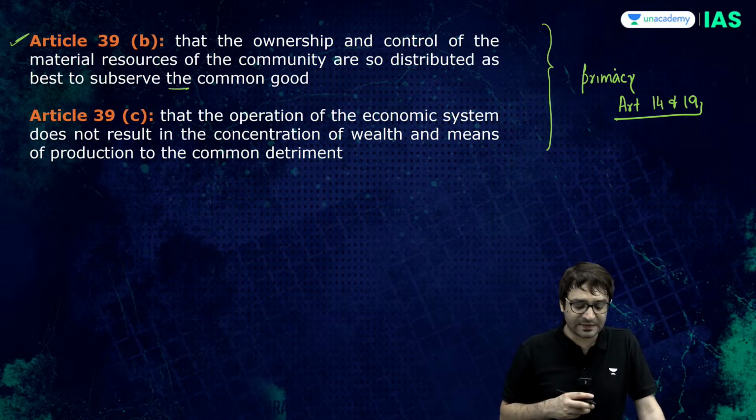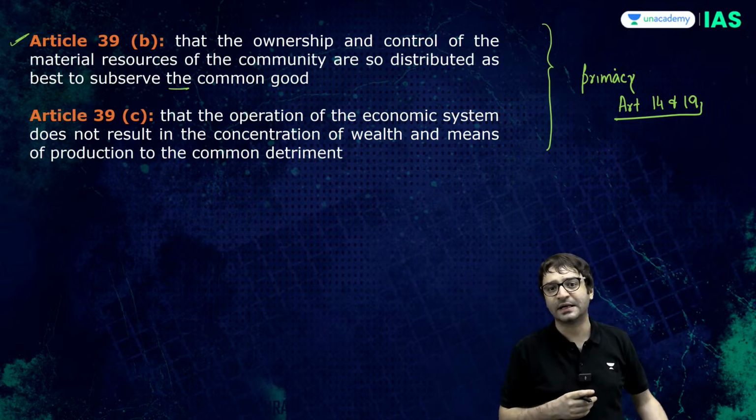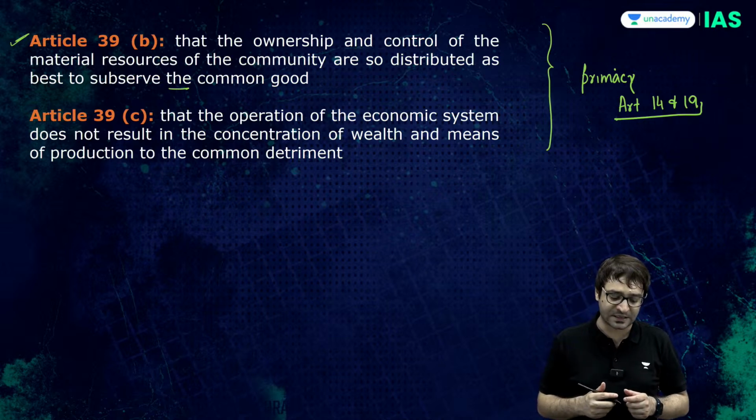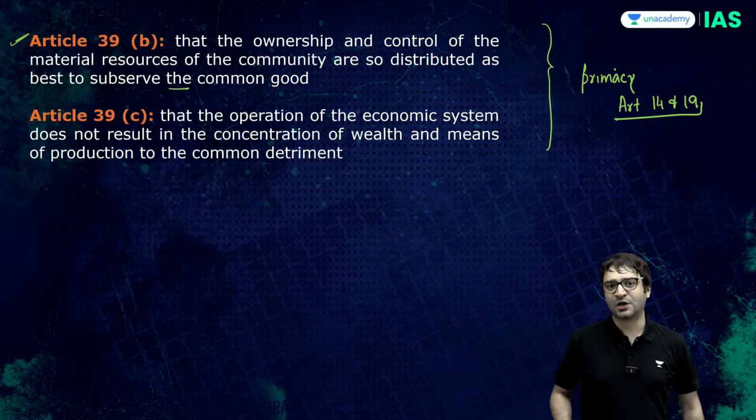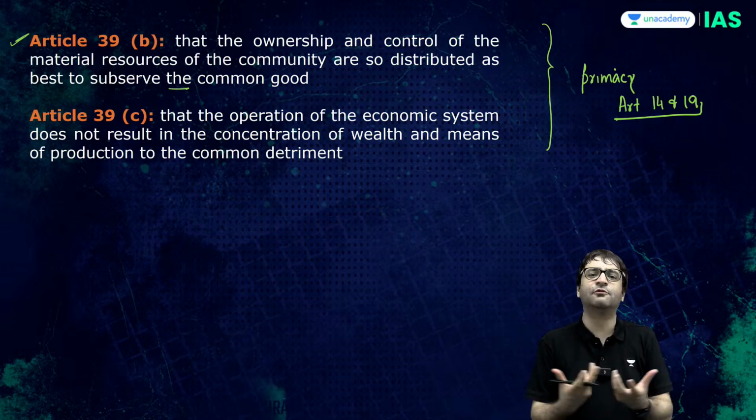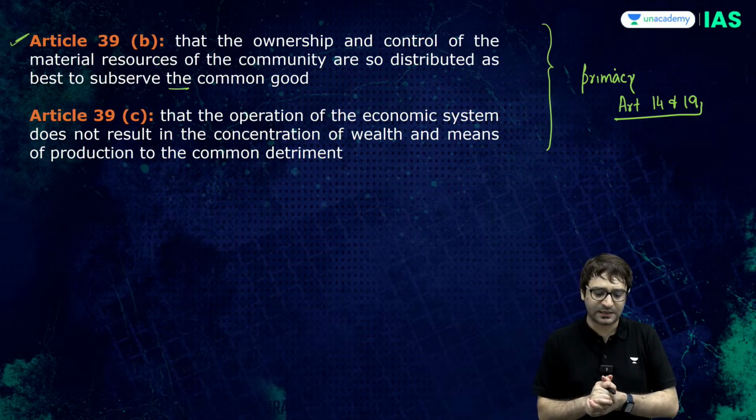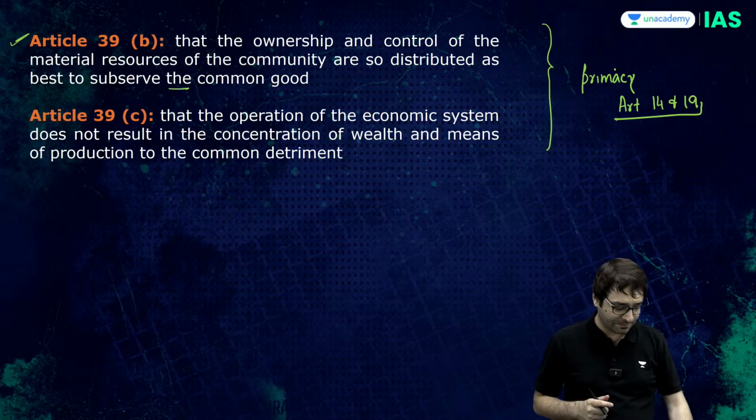And 39 Clause C, again a positive obligation on the state, that the operation of the economic system does not result in the concentration of wealth and means of production to a common detriment. So it should not result in the concentration of wealth in fewer hands. That's Article 39 Clause C. These two directive principles, please remember.